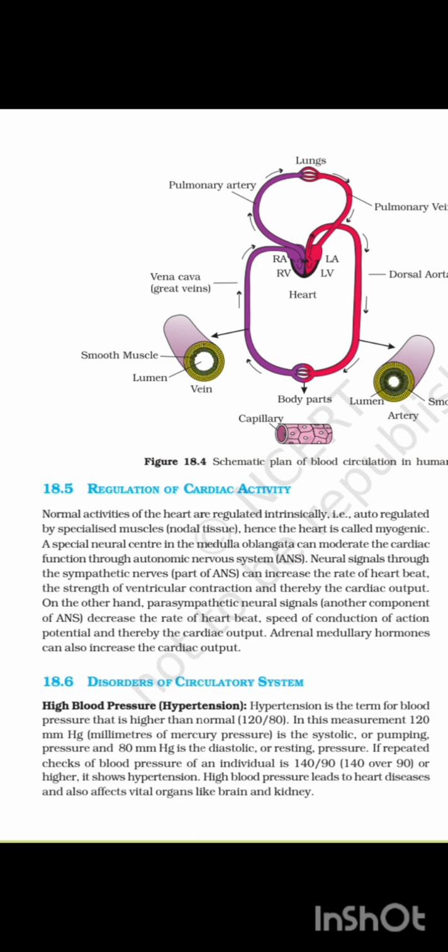18.6 Disorder of circulatory system. High blood pressure, hypertension. Hypertension is the term for blood pressure that is higher than normal, 120 by 80. In this measurement, 120 mmHg, millimeters of mercury pressure, is the systolic or pumping pressure, and 80 mmHg is the diastolic or resting pressure. If repeated checks of blood pressure of an individual show 140 by 90, 140 over 90 or higher, it shows hypertension. High blood pressure leads to heart disease and also affects vital organs like the brain and kidney.